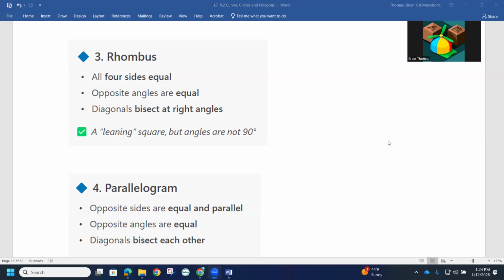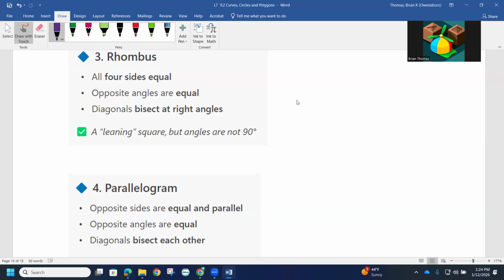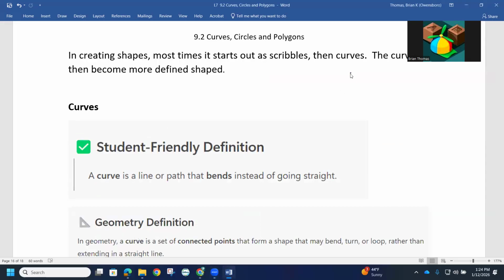equal. A lot of times when I draw a rhombus on paper, I usually draw, whoops, took off on me here. Let me pause my video for a second.